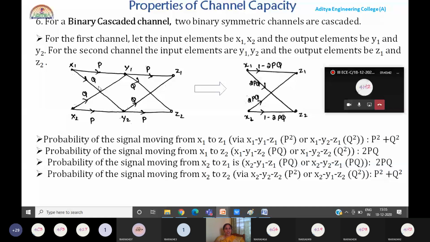And x1, y2, z1 is q into q square. So because two paths are available, the total probability will be p into p plus q into q. So p square plus q square.